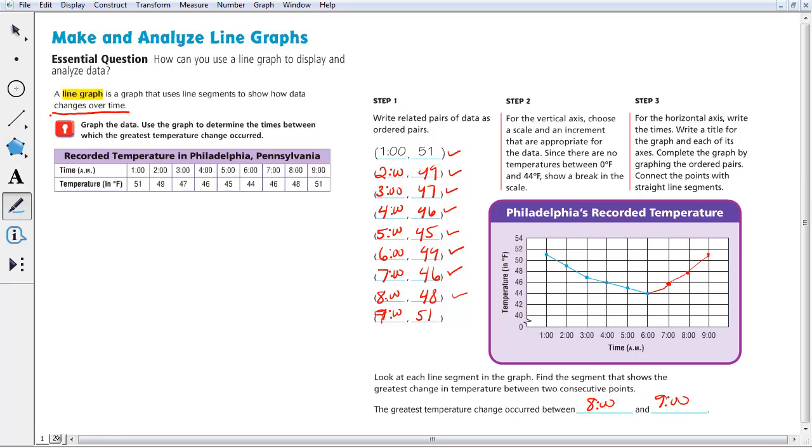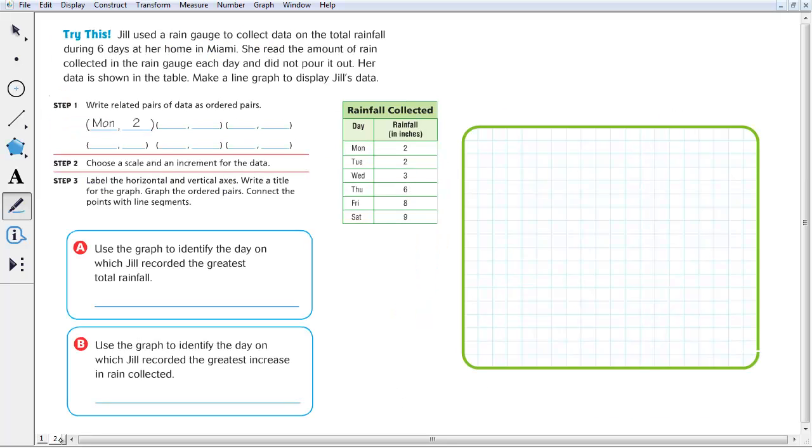All right, let's look at one more. Let's try this. Jill used a rain gauge to collect data on the total rainfall during 6 days at her home in Miami. She read the amount of rain collected in the rain gauge each day and did not pour it out. Her data is shown in the table. Make a line graph to display Jill's data.